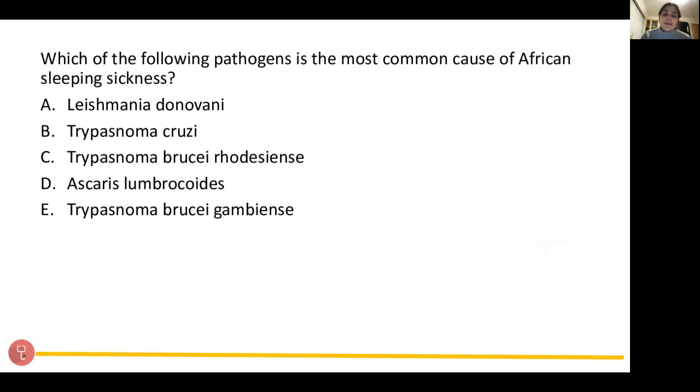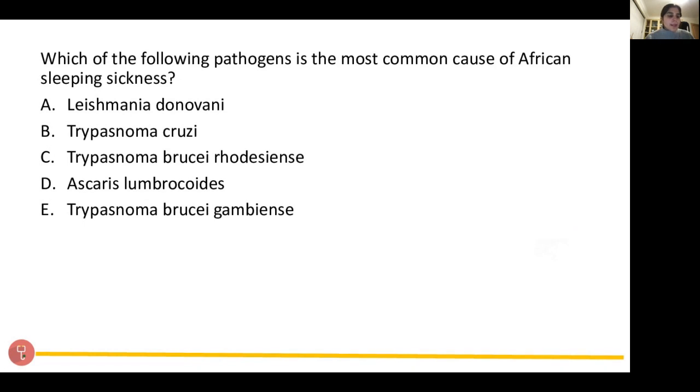Yeah, so A is leishmaniasis, so we are ruling that one out because it's not the cause of African sleeping sickness. B, the Trypanosoma cruzi, so like we said, Tom Cruise, that's the American one, so no good to us. C, the Brucei rhodesiense, like we said, rare in Rhodesia, so it's not that one. Ascaris is actually a parasitic worm, so it wouldn't be that one. So the answer is E, the most common one, the East African one, and that's the answer.